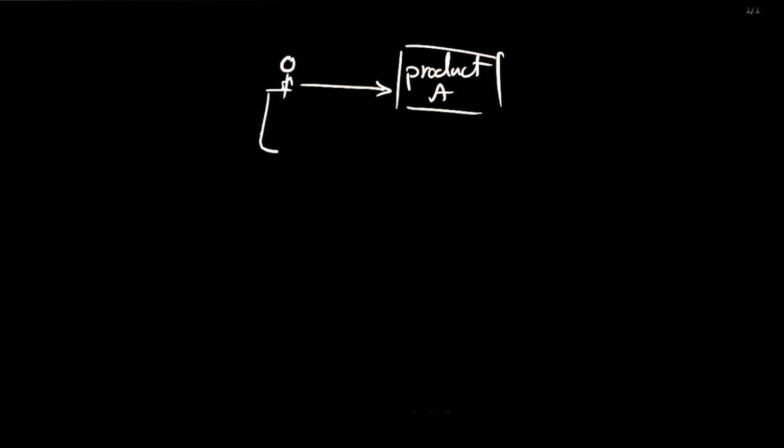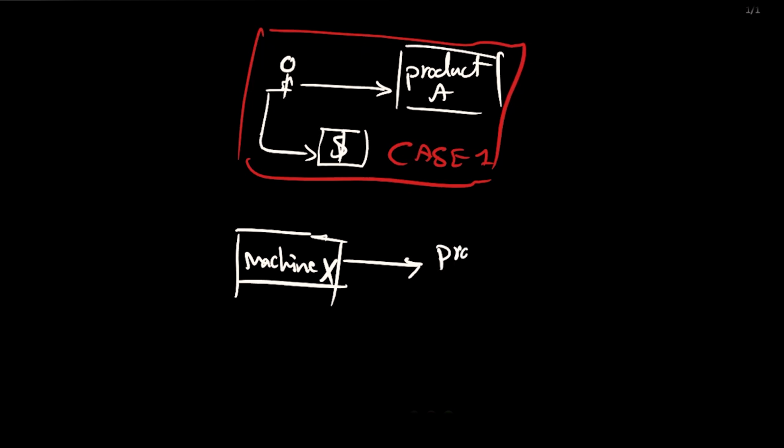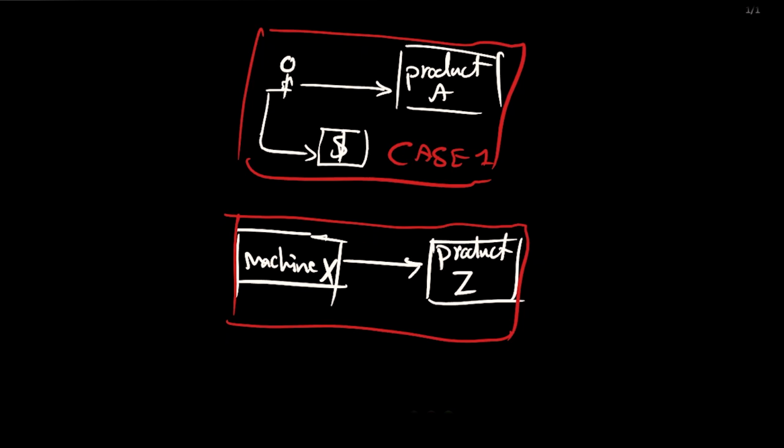In the first scenario, assume there is a customer who just went to a shop and bought a product. Let's call this product A. And to buy the product, of course, this customer had made certain payments. This is case 1. In the second case, we have a machine, we'll call machine X, and this machine is producing a certain product. Let's call it product Z. Now let's call this case 2.